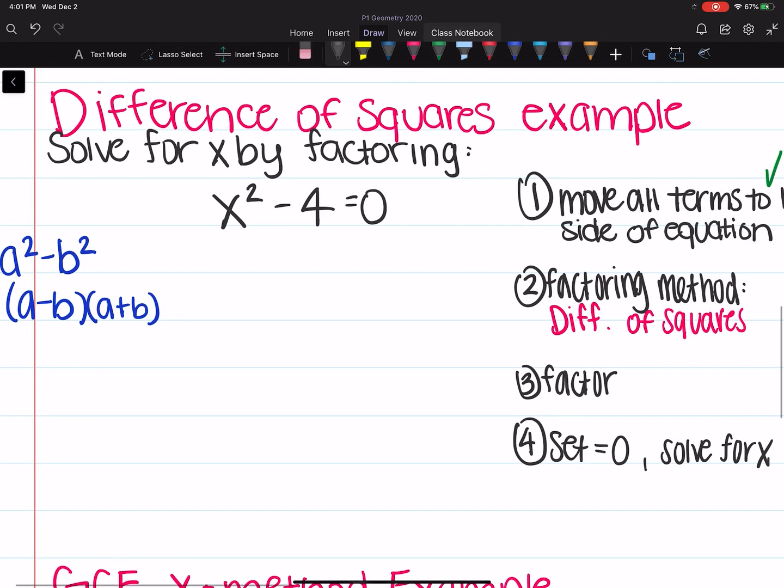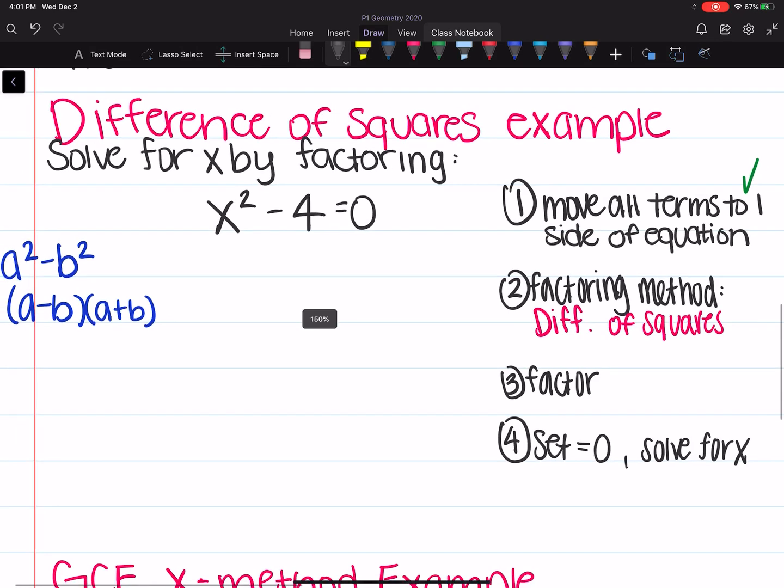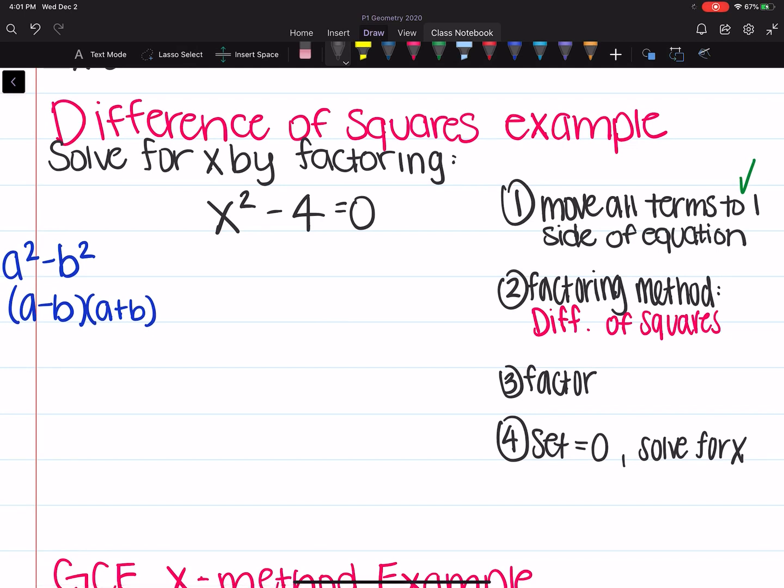In this example, we're going to solve this equation by factoring. And the method of factoring that we're going to use for this specific example is the difference of squares. So we always want to follow these 4 steps on the right-hand side whenever we're solving by factoring.